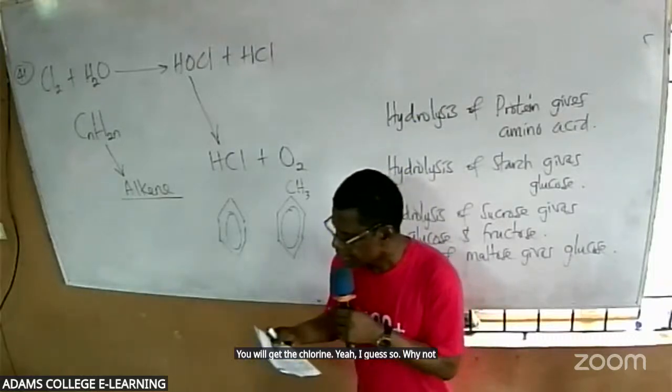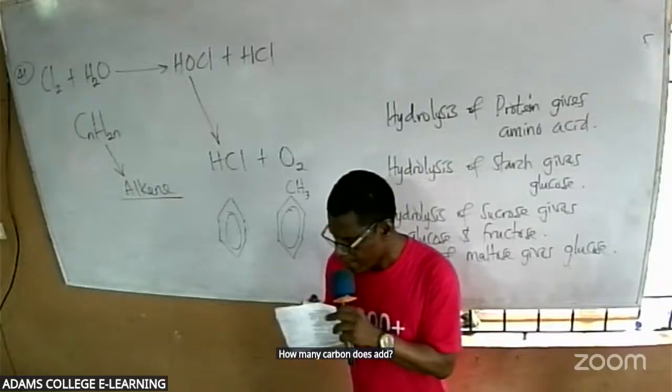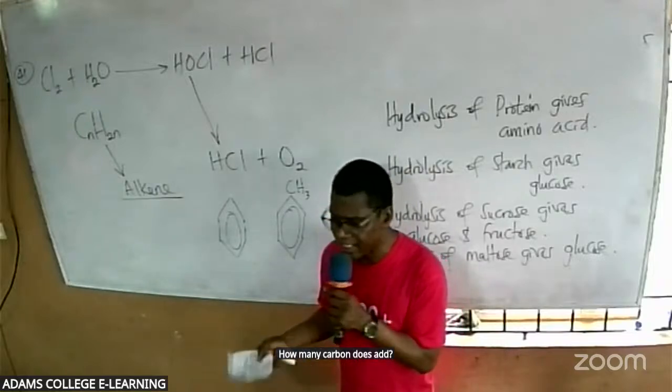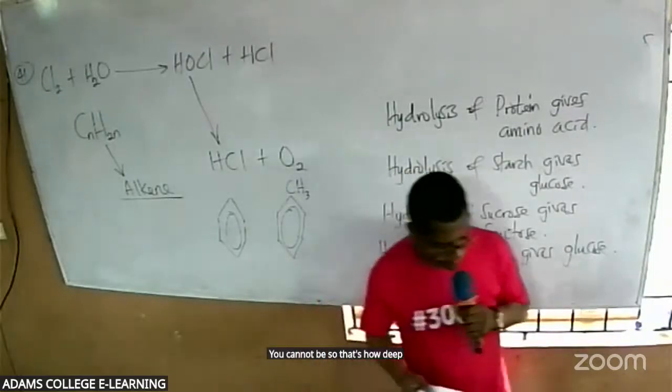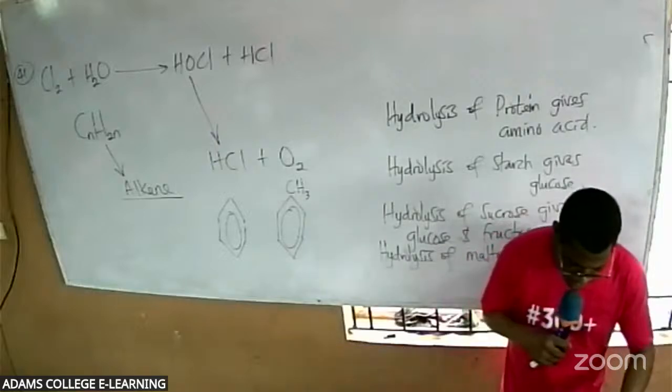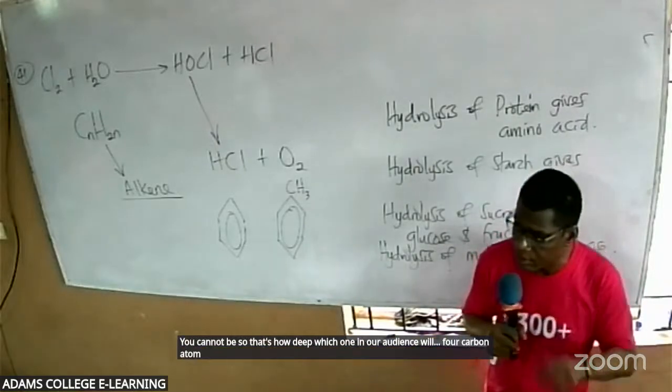Then C, ethanol. How many carbons is that? No, how many carbons? Three. Three, so you cannot be. So the answer is D. Both one and what? Both two. For four carbon atoms, the position of the double bond varies.